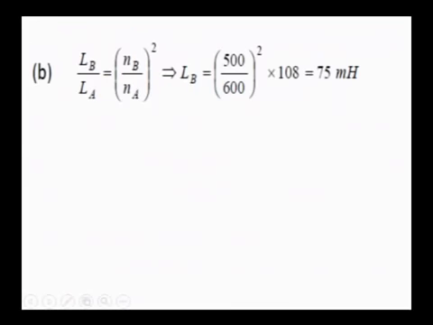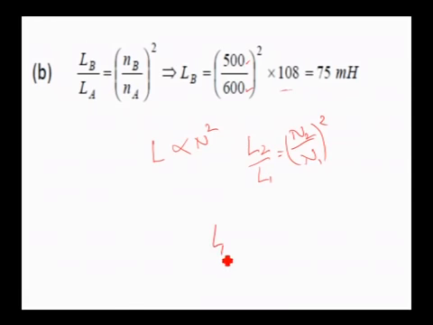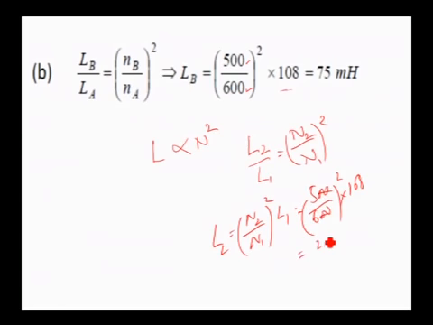Then if you substitute this, the inductance is directly proportional to N square. If I take L2 by L1, this is going to be N2 by N1 whole square. Now what is N2 here? 500. What is N1? 600. L2 is equal to N2 by N1 whole square into L1. Substituting that, you get 500 by 600 whole square into 108. Cancel these two. This will become 25 divided by 36 into 108. 36 three times it goes. 25 into 3 will become 75 millihenry.